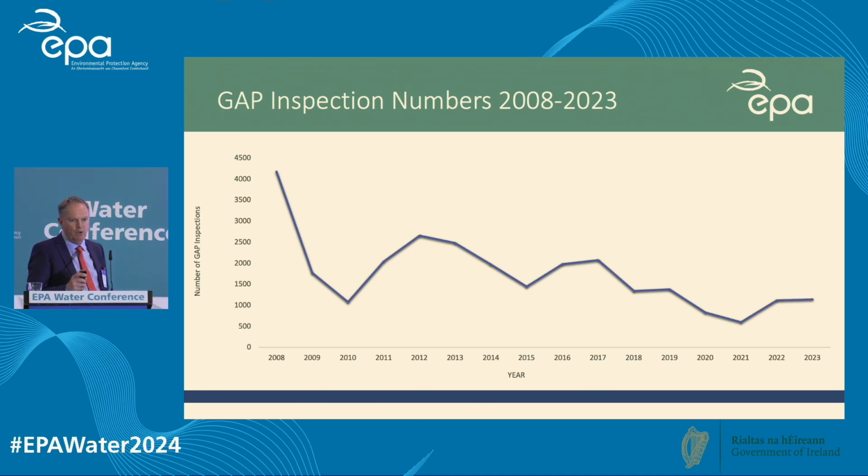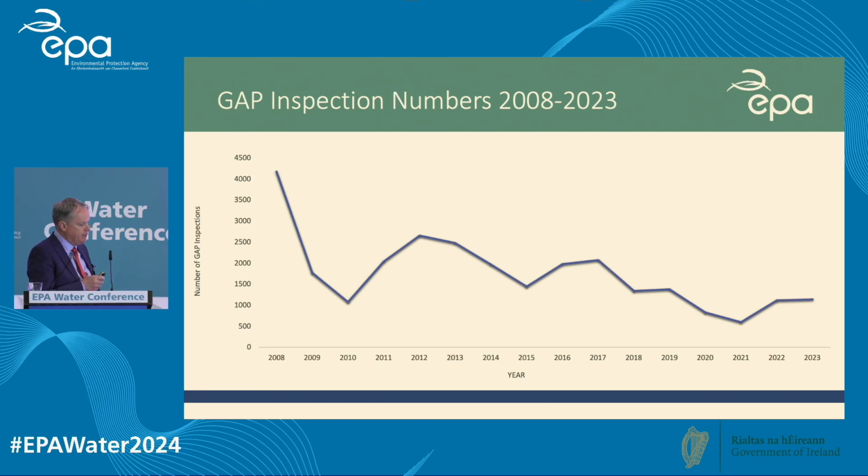Just to mention as well, GAP inspection is not a new thing. Many of you know here, local authorities have been carrying out GAP inspections for quite a number of years. But you can see the number back in 2008 was quite high. Over 4,000 inspections were carried out throughout the country. That number has diminished significantly for different reasons, maybe back in the economic crash or whatever, in terms of resources, priorities, etc.